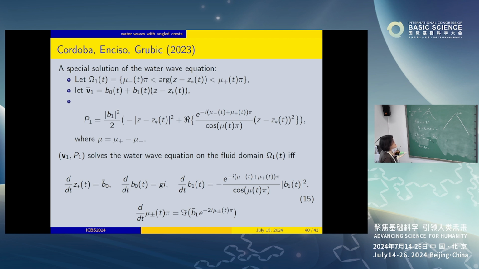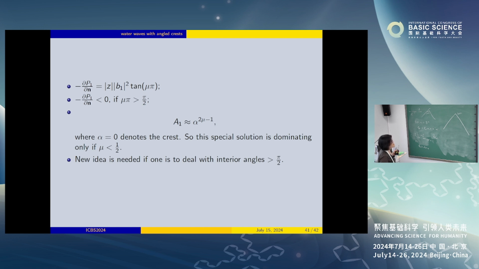The basic argument is to turn around this special singular solution. See this special solution, and you find a solution that is changing angle. So you compute for this special solution and find negative dp/dn equal to this. If the interior angle is bigger than pi over 2, then negative dp/dn is less than 0. The Taylor sign condition doesn't hold, so the special solution is not physical. Certainly you don't want to perturb around a non-physical solution. That's one reason the angle cannot be greater than pi over 2.